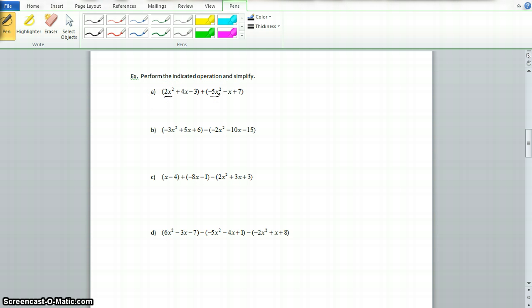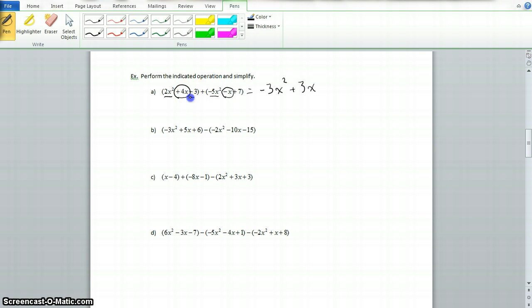So if you see these x squared terms, we've got 2x squared plus a negative 5x squared. If we add those together, we're going to get a negative 3x squared. Alright, combining those like terms, let's look at the x terms. Got a positive 4x, and I want to add a negative 4x. That'll give me a positive 3x.